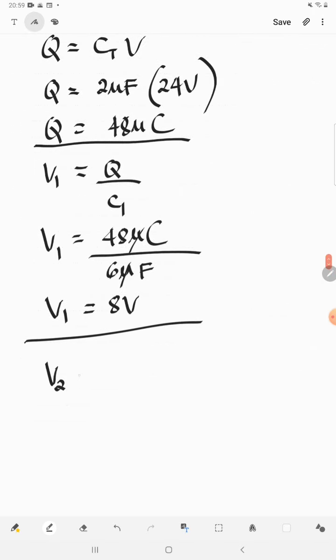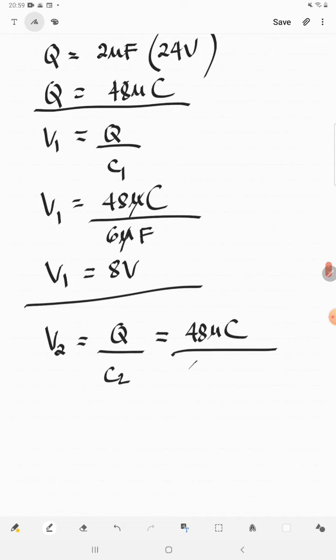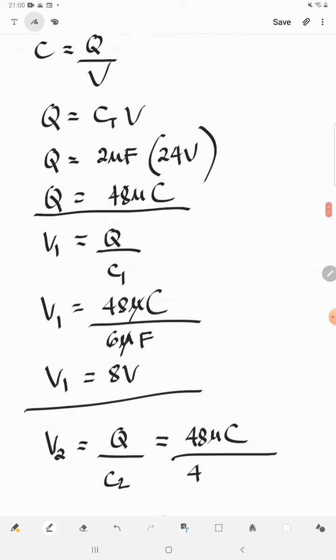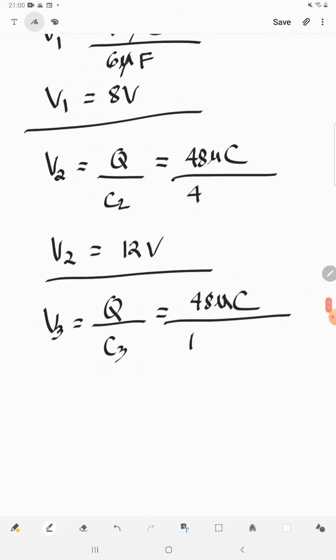In like manner, our V2 is equal to Q divided by C2. Q is 48 microcoulomb divided by C sub 2, which is 4 microfarad. So our V2 equals 12 volts. And our V3 is equal to Q divided by C3, which is 48 microcoulomb divided by 12 microfarad.